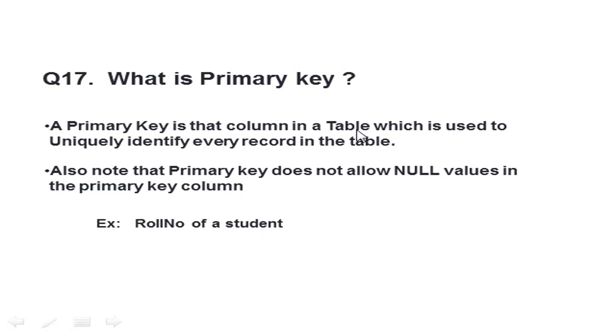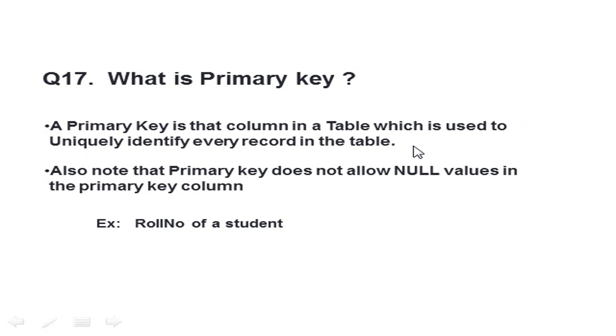A primary key is that column in a table which is used to uniquely identify every record in the table. So, for example, let us take a student table. In the student table, assume that maybe 100 students are there. Now, how do you differentiate one student from another student in this table? There should be some mechanism using which the records in this table can be identified uniquely. That is possible with the help of a column called the primary key column or primary key field.